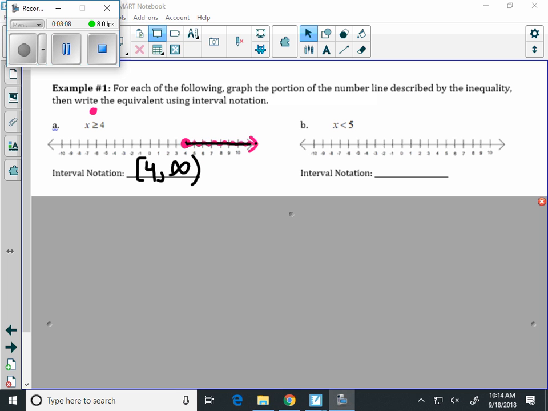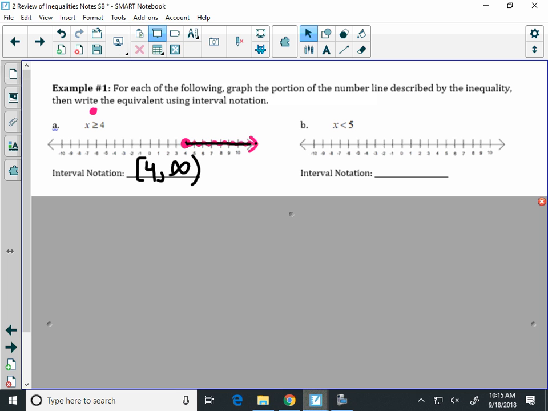Now, the next one says x is less than 5. So since it's a less than symbol, you're going to use an open dot at 5. And all the x's less than 5 are to the left. So you shade your number line to the left.